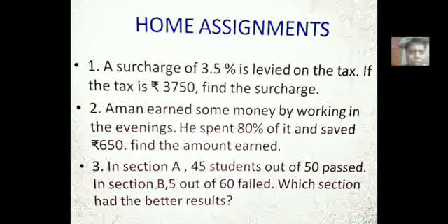Question 3. In section A, 45 students out of 50 passed. In section B, 5 students out of 60 failed. Which section had a better result? Clear?